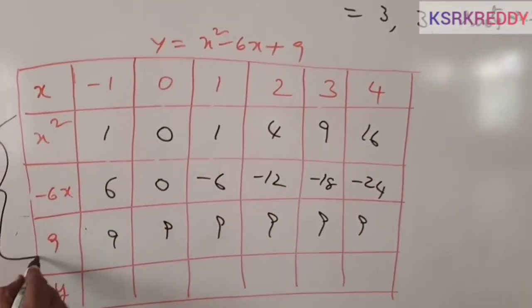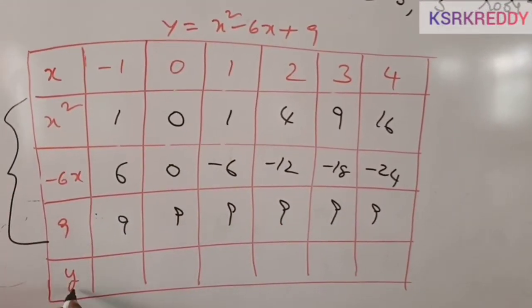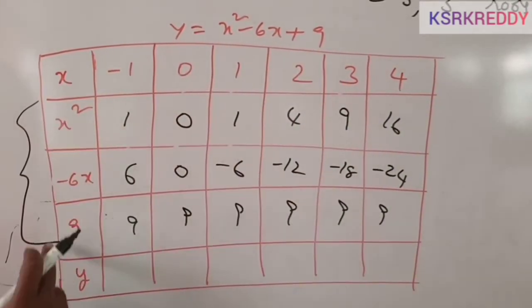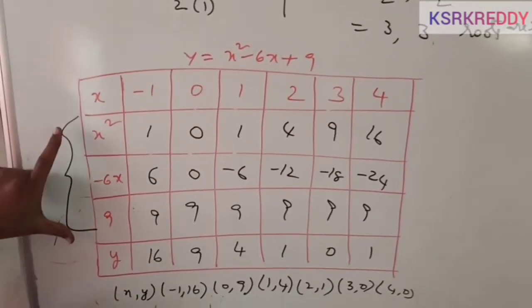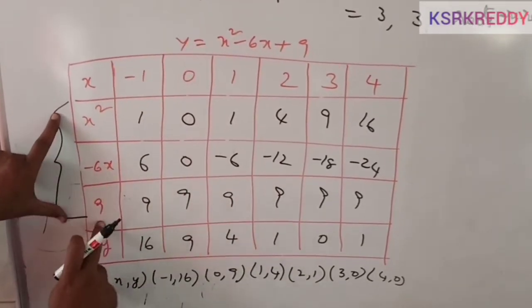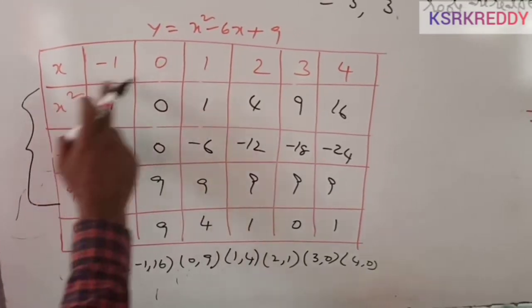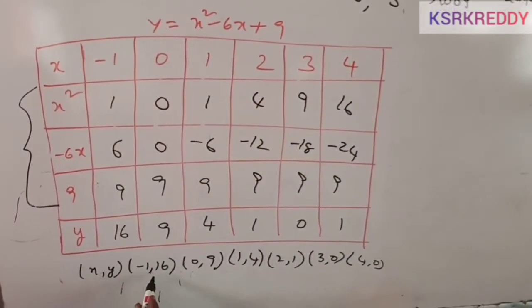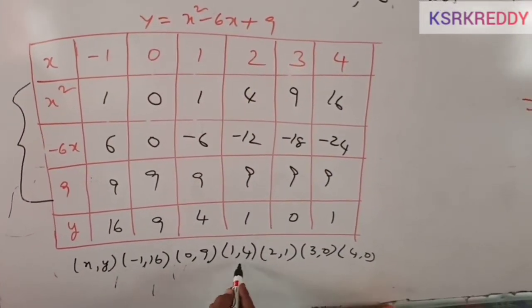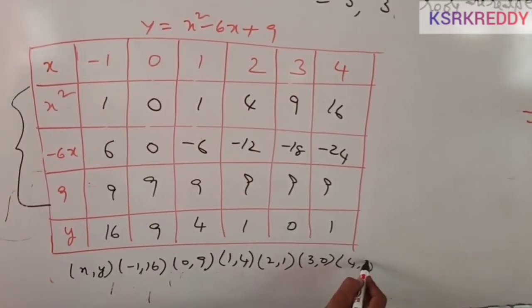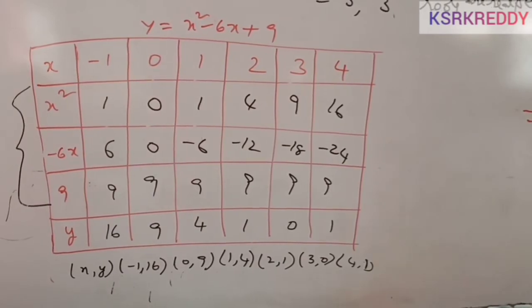Add the 3 values to get y, that is x square minus 6x plus 9 equal to y. These are the y values and these are the x values. So x comma y: minus 1 comma 16, 0 comma 9, 1 comma 4, 2 comma 1, 3 comma 0 and 4 comma 1. Draw the graph.